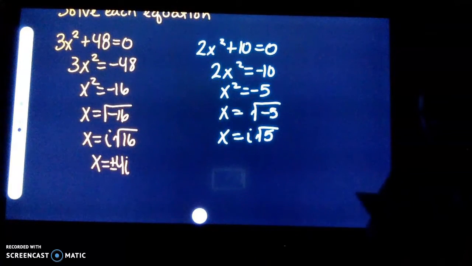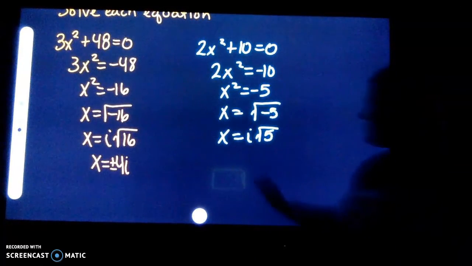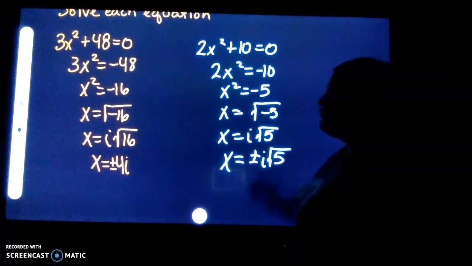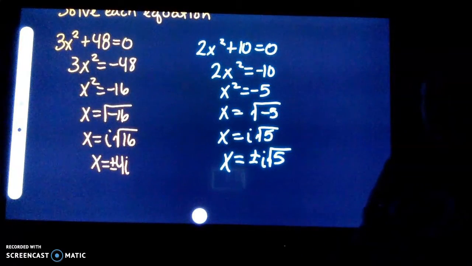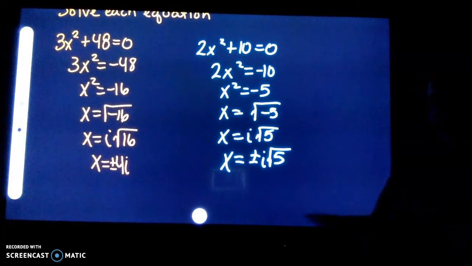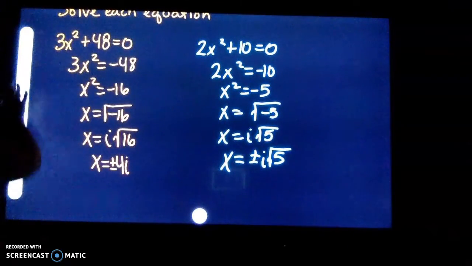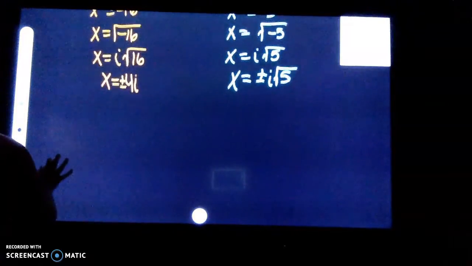I can't simplify the square root of 5 because there is no perfect square that comes out of it. So I would just write this as x equals the positive and negative versions of i root 5. So even though I wasn't able to simplify that square root, I still have to accommodate both the positive and the negative versions of it. Okay, there is another example on there if you would like to do it. I don't really feel like it's necessary, but it's good practice for you.